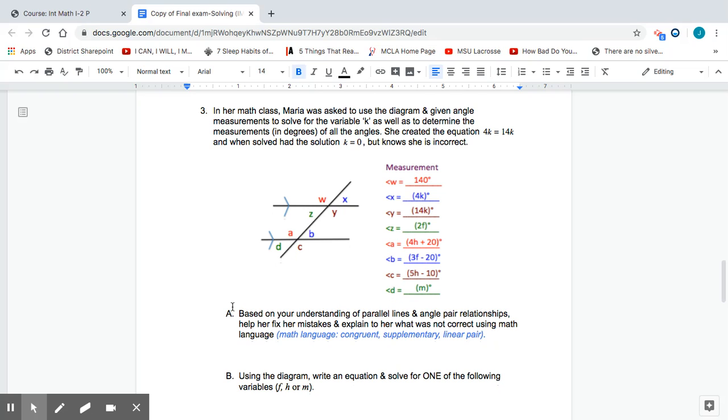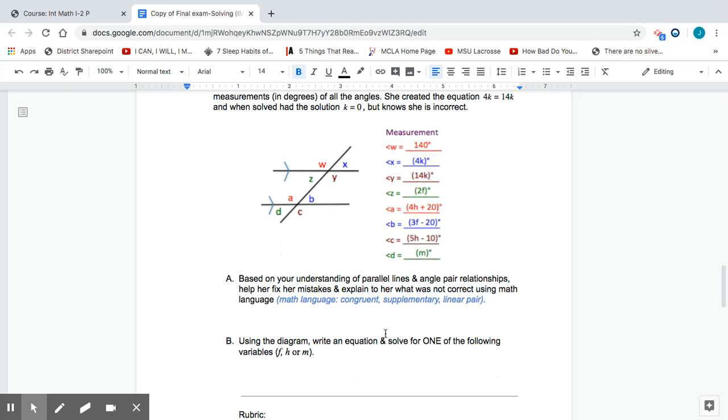Then down here it says, based on your understanding of parallel lines and angle pair relationships, help her fix her mistake and explain to her what was not correct using math language. Math language would be congruent, supplementary, linear pairs. And then for letter B, it says, using the diagram, write an equation and solve for one of the following variables: variable f, variable h, or variable m. And you could find those variables right over here where my cursor is. There's an m and d, m, there's an h, there's an f, there's an h, there's an f. So utilize those.